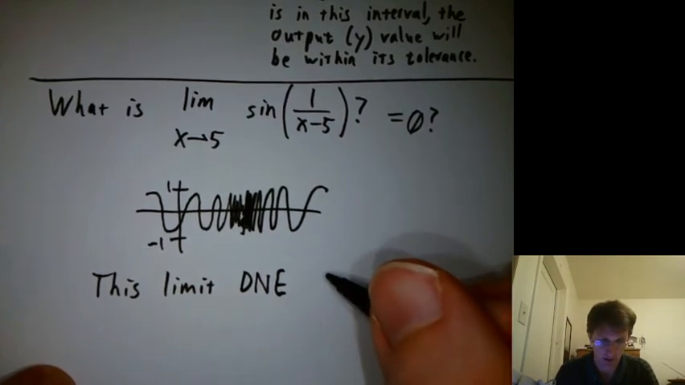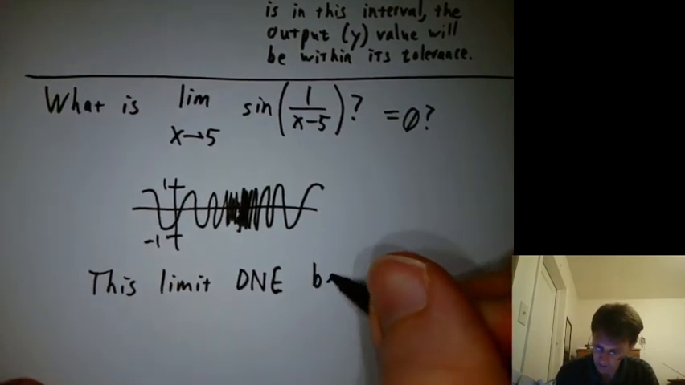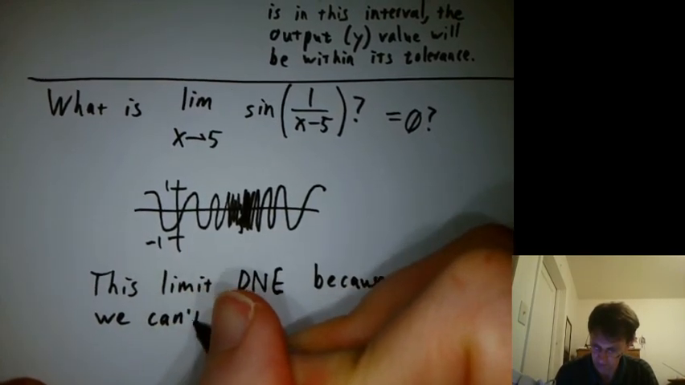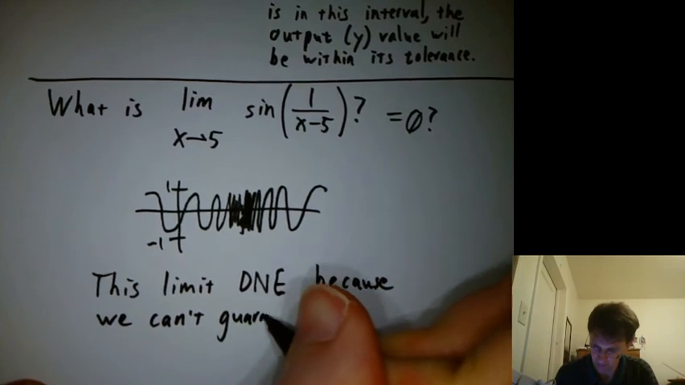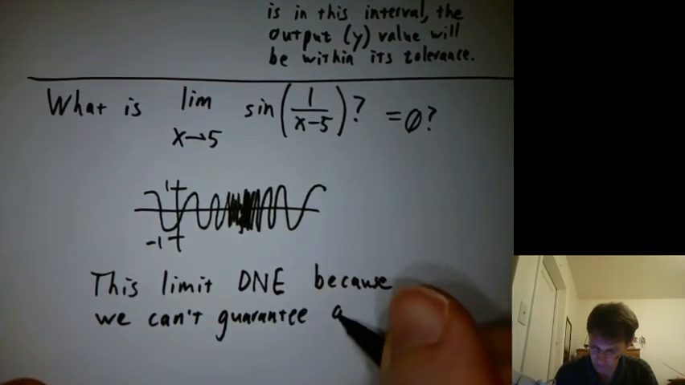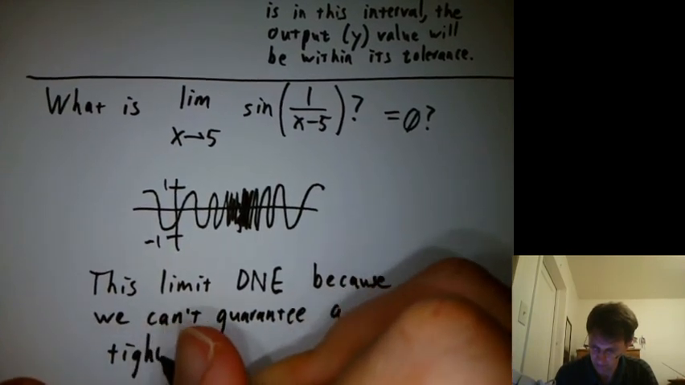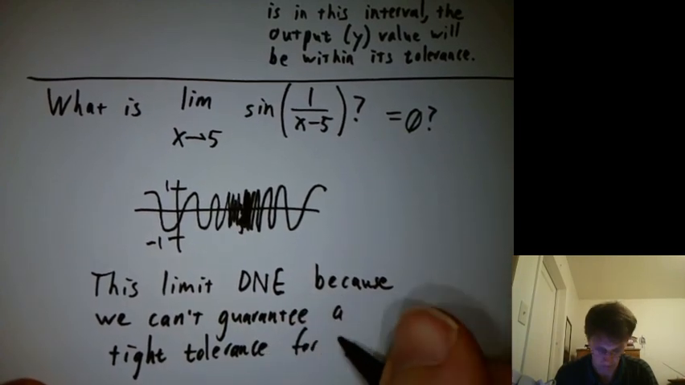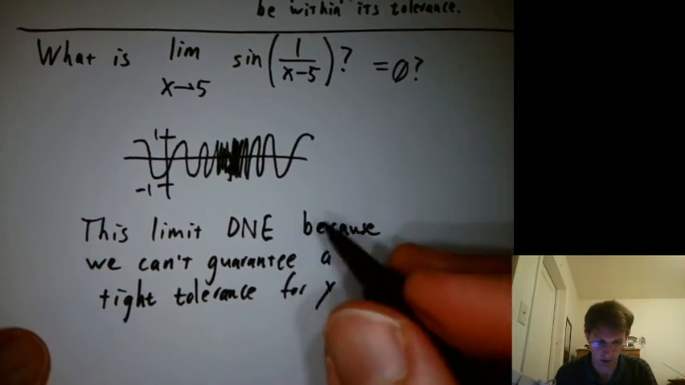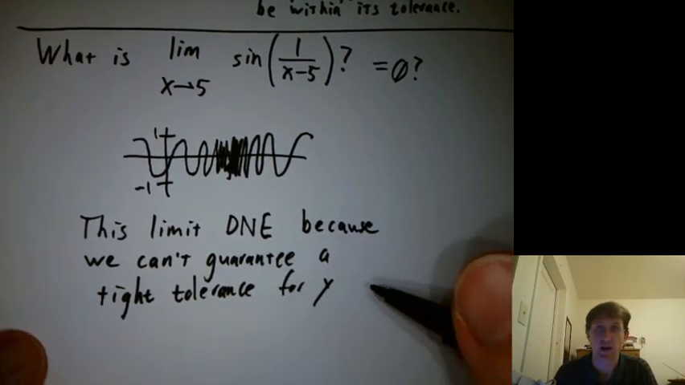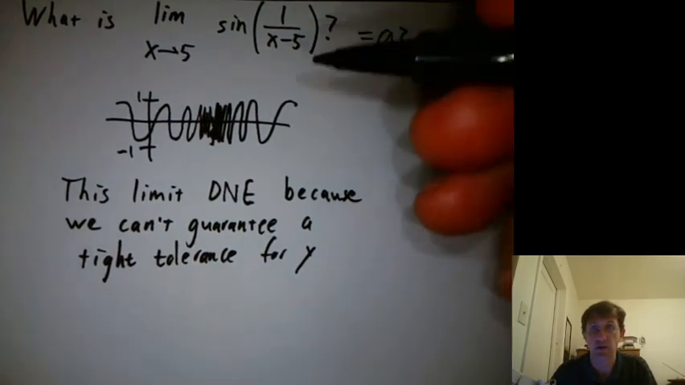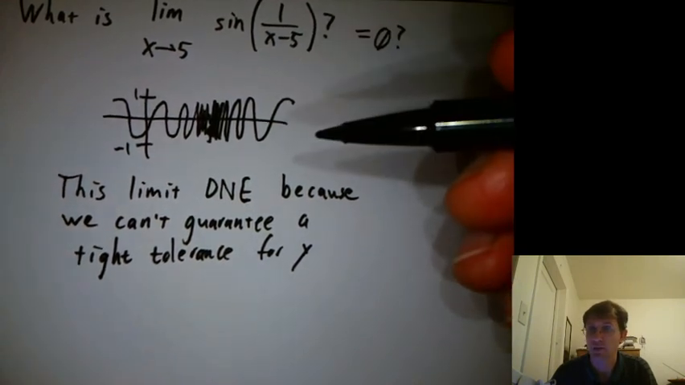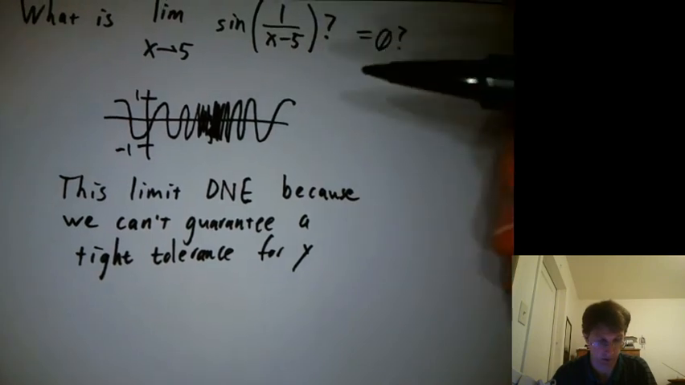Because we can't guarantee a tight tolerance for y by zooming in on x, a tight tolerance for y any better than plus or minus 1. Like, sure, you can keep it to plus or minus 1 rather than plus or minus 10, but you can't keep it to plus or minus a half in the y-axis.